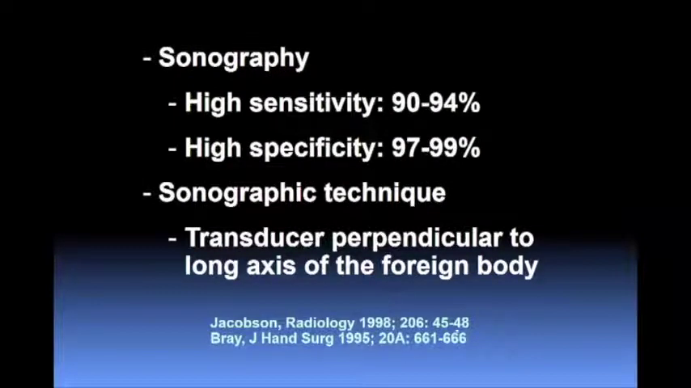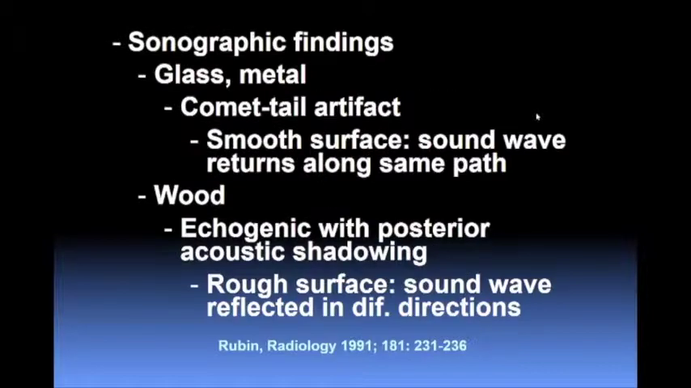Sonography, in articles written a long time ago, has a very high sensitivity and specificity for finding these little areas, and you want to use lots of gel on the finger, and then keep your transducer perpendicular to the long axis of the foreign body to try to see it. On glass and metal, you may get tiny little comet tail artifacts to help you out. And with wood, you see usually an echogenic focus with some posterior shadowing. And with wood, if it's been in there for a while, it starts to absorb water and it changes its appearance. And if it's a tiny little splinter, you may have a harder time seeing it.